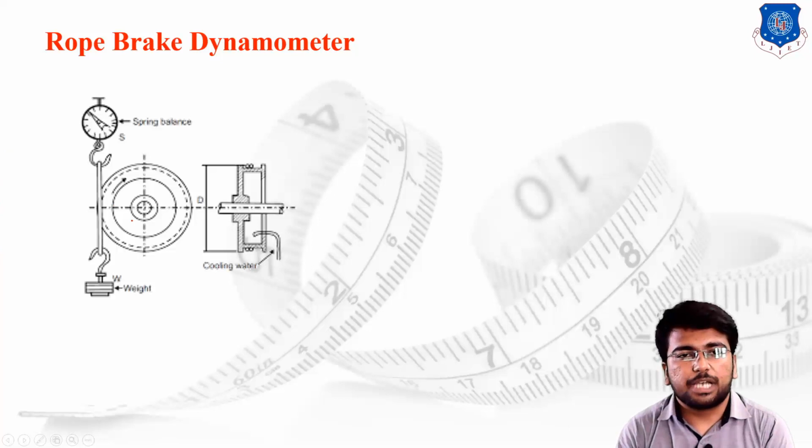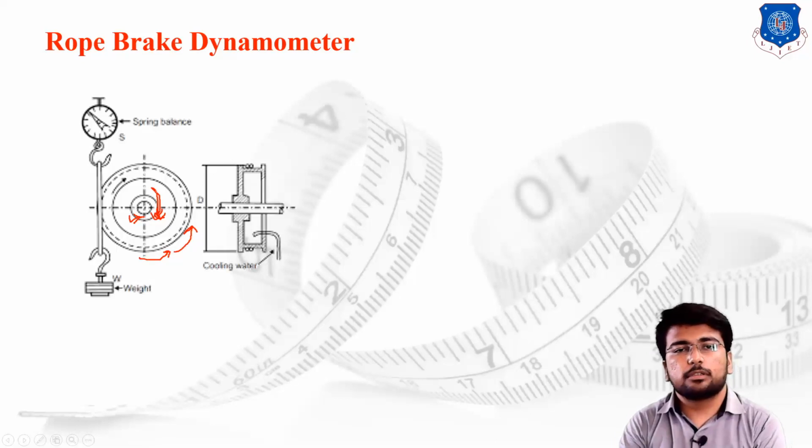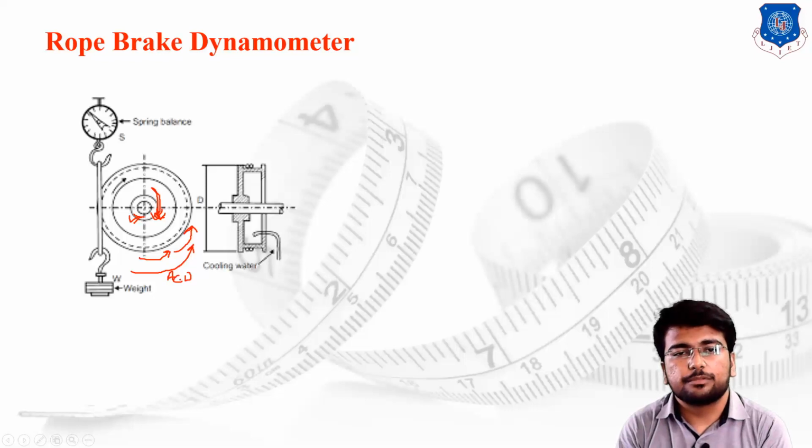Once the shaft has been attached, it will start rotating in one direction. Let's say this is the direction of rotation of the shaft. Once it starts rotating, it will try to skid over the rope and the wooden blocks, and the rope and the wooden blocks have a tendency to resist the motion. So if the motion of the shaft is in the clockwise direction, then the resistance generated by the rope and the wooden blocks will be in the anti-clockwise direction.